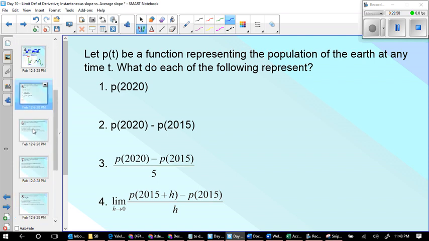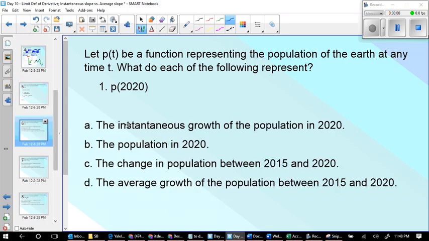Well, I'm going to give you these as little multiple choice questions. So here, what does P of 2020 actually mean? Well, P is the function population, 2020 is my time, so that's just the population in 2020.